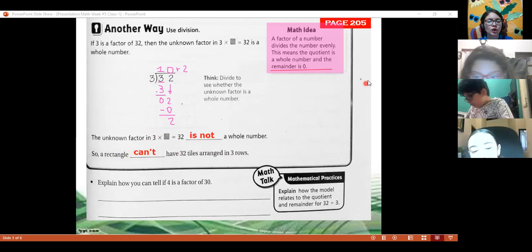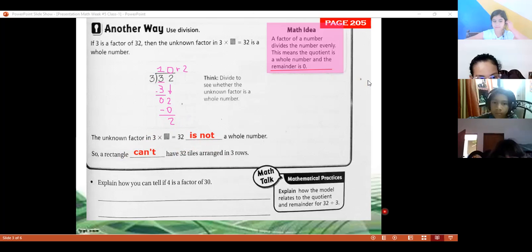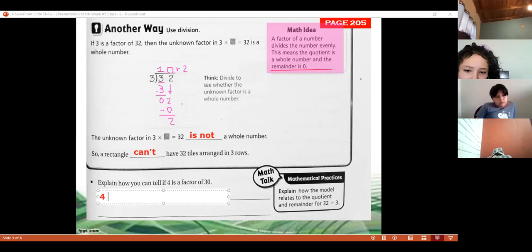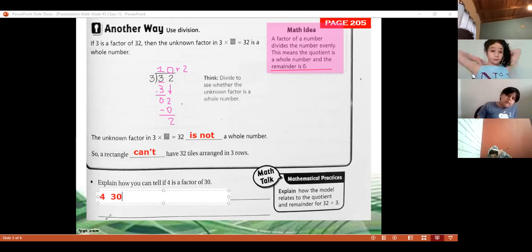So a factor, in other words, class, we are going to identify factors of numbers. If they have remainder 0, they can be factors. If not, they are not going to be factors. So now, explain how you can tell if 4 is a factor of 30. How can we say this, class? We're going to divide 30 divided by 4, class. Let's make this division. Who can tell me what is the answer of this division? 30 divided by 4.